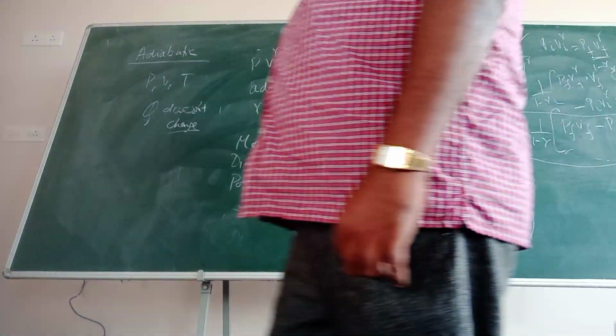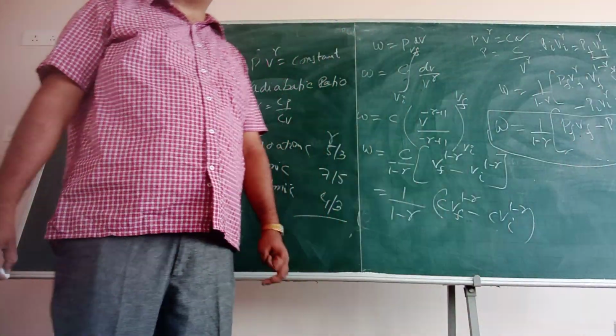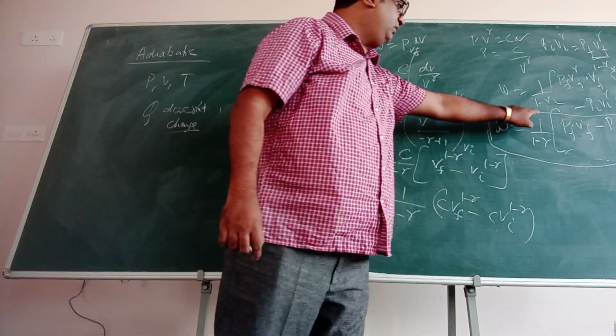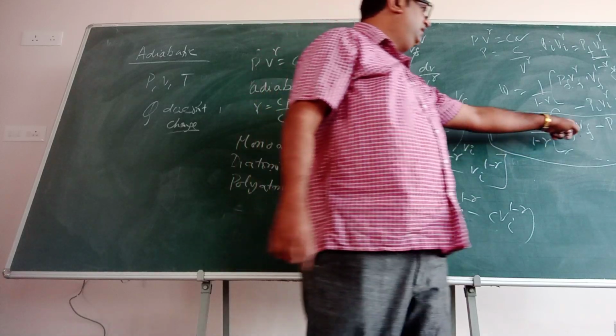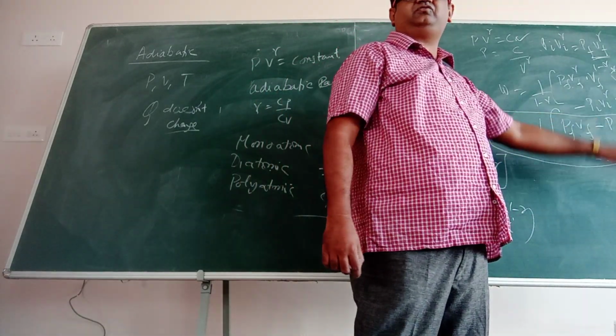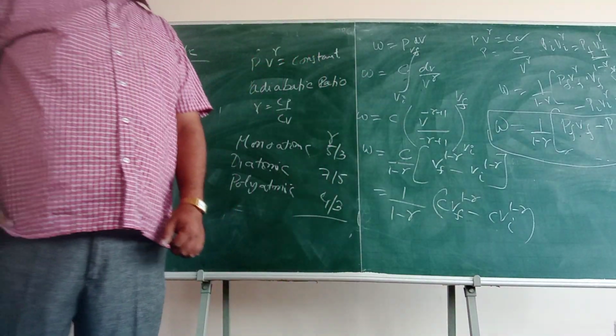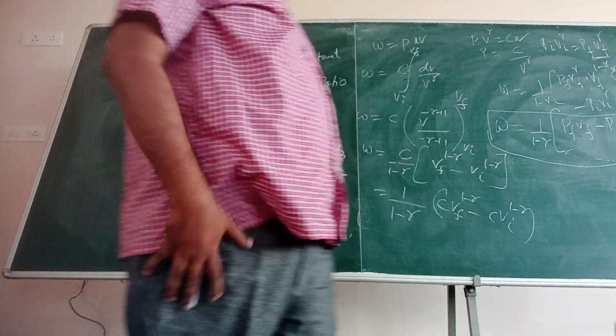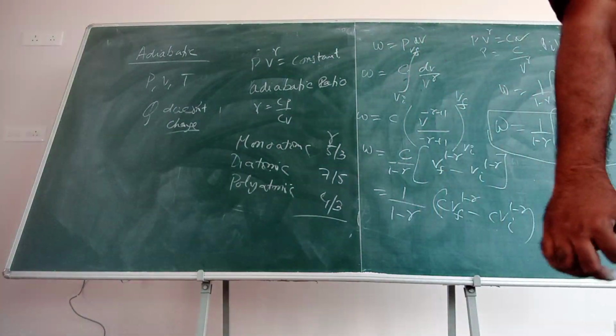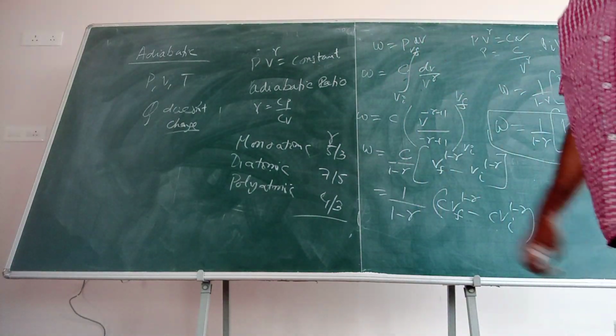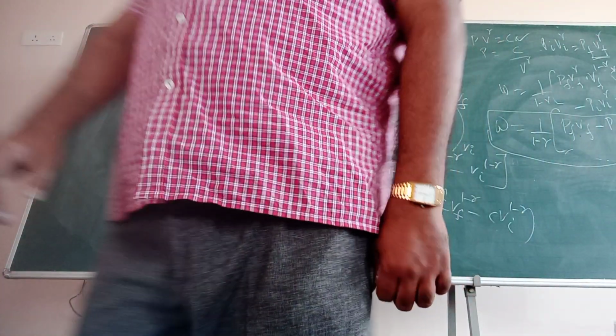So, in an adiabatic process, what is the work done? You should remember this formula: 1 divided by 1 minus gamma into (Pf Vf minus Pi Vi). So that is about work done. What about the other changes? The internal energy and the heat. First you write this out, then I will see.